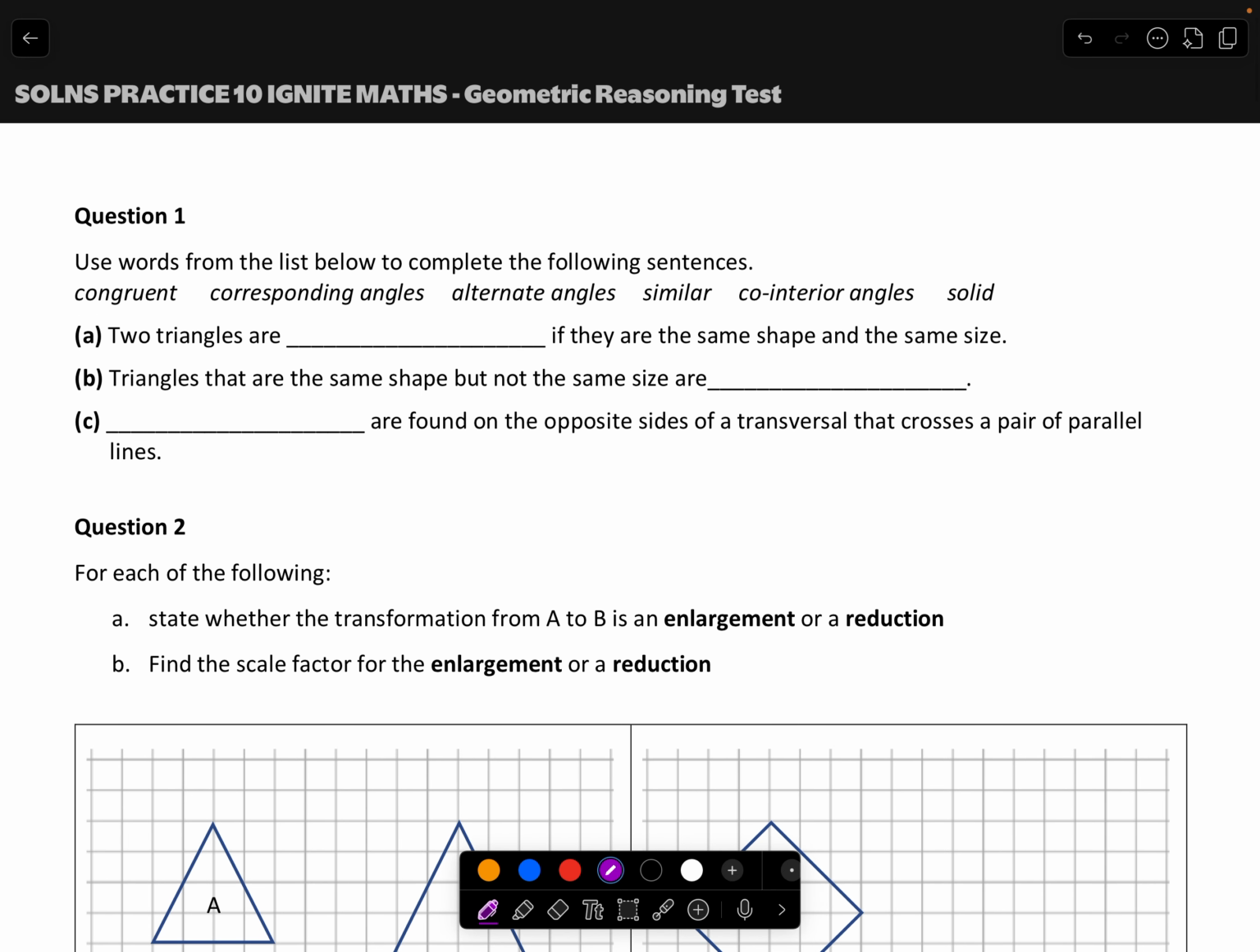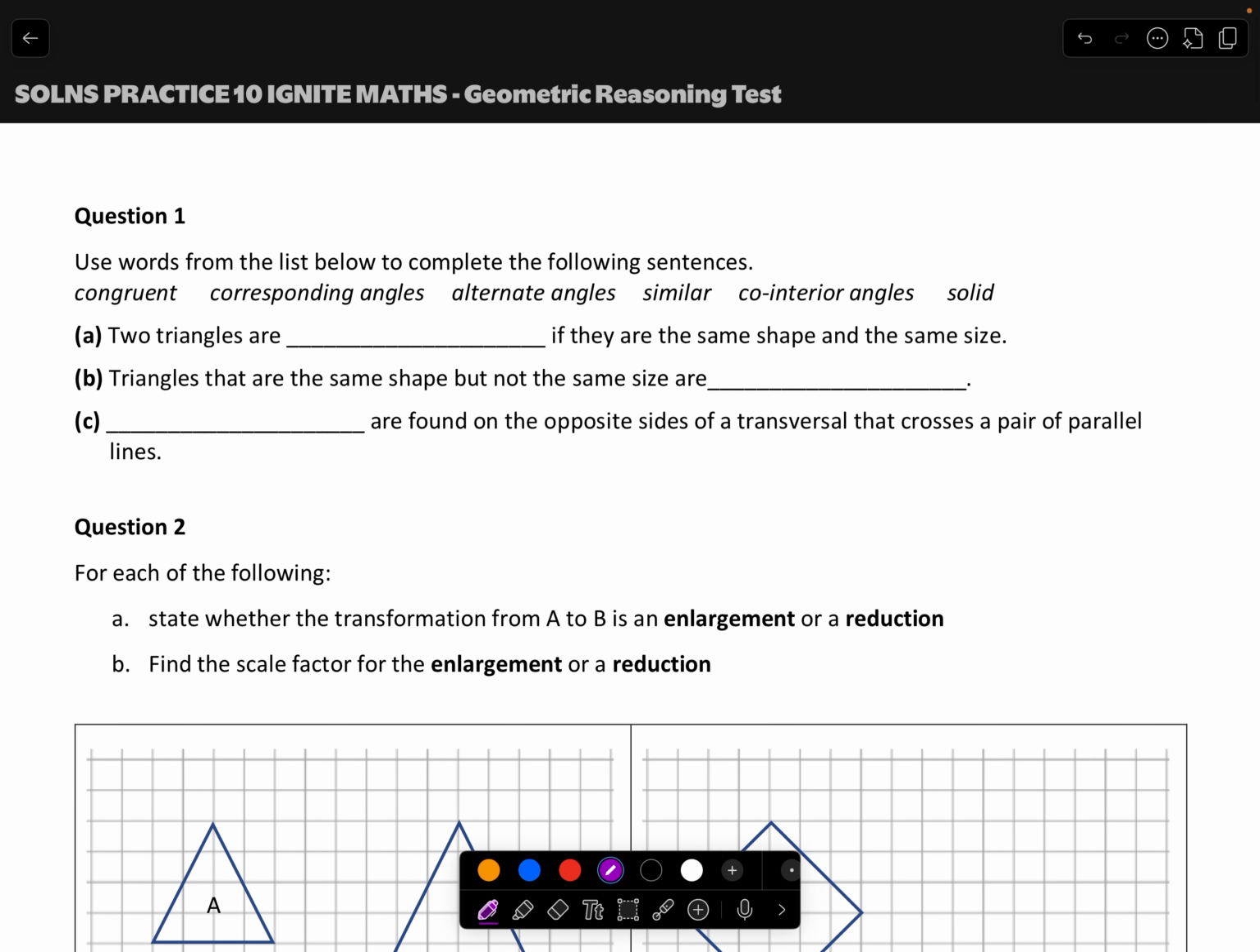Cross multiply, 10 times 80 is 800. 15 times X is 15X. To get X by itself, 800 divided by 15. X is going to be 53.33 meters rounded to 2 decimal points. Question 11, done.